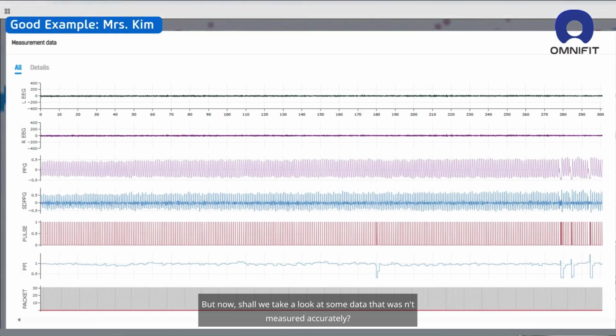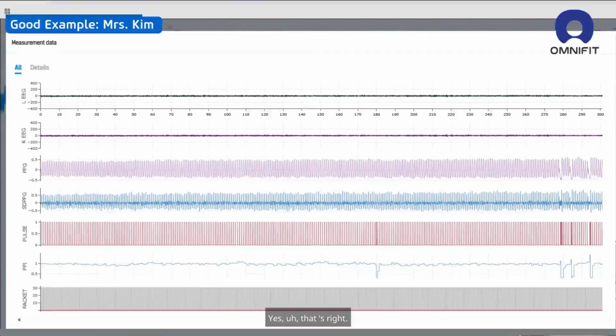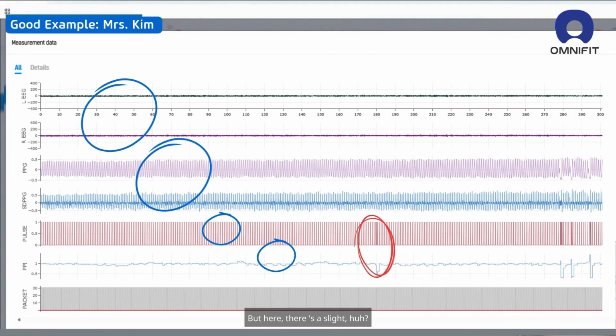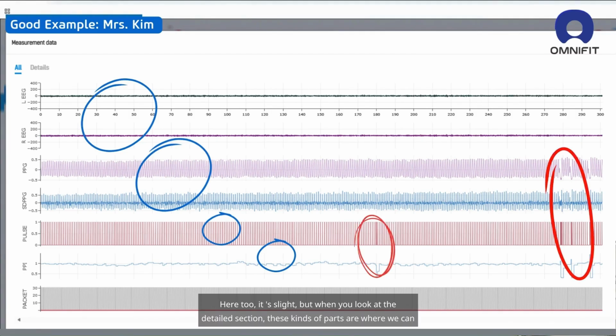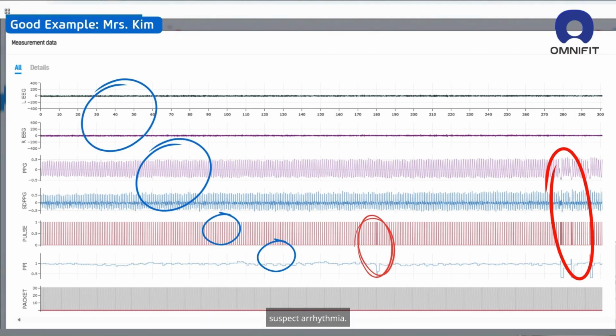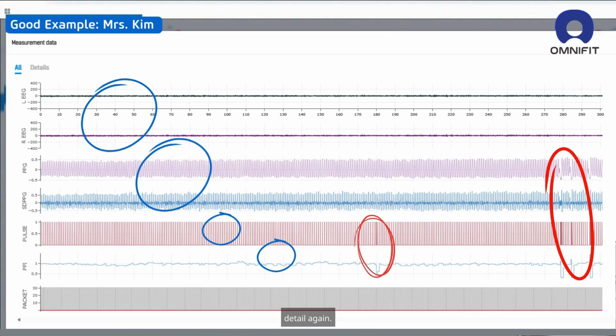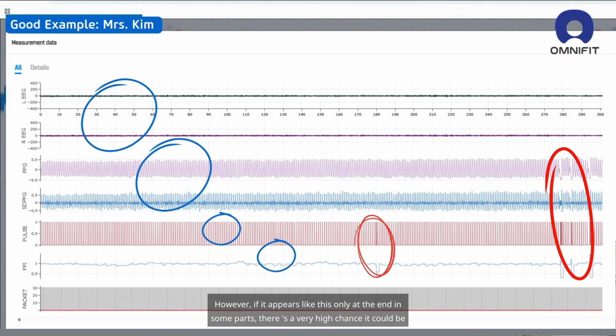But now, shall we take a look at some data that wasn't measured accurately? Yes, that's right. This is an example where, just like what you saw earlier, the signals are coming in accurately and correctly. But here, it's slight, but when you look at the detailed section, these kinds of parts are where we can suspect arrhythmia. But if this pattern keeps repeating, then of course, you would need to remeasure and check the data in detail again. However, if it appears like this only at the end in some parts, there's a very high chance it could be arrhythmia.